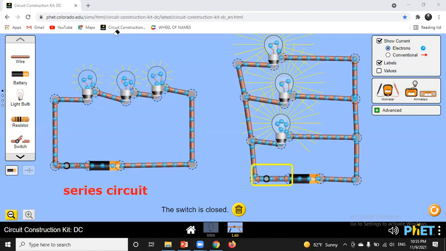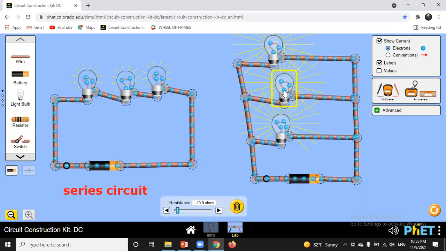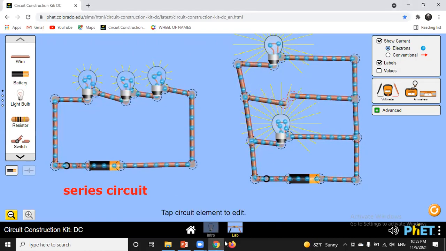Let's remove one light bulb here and check what's going to happen. I will remove the one in the middle, for example. Wow, electricity keeps working in the unbroken paths, as you can see here. And also here. So one of the advantages of the parallel circuit is that if there's a broken or a missing resistor or light bulb, the electricity keeps moving on the other loops.